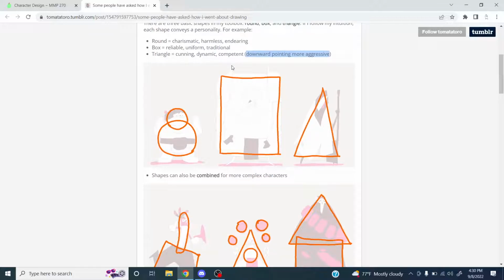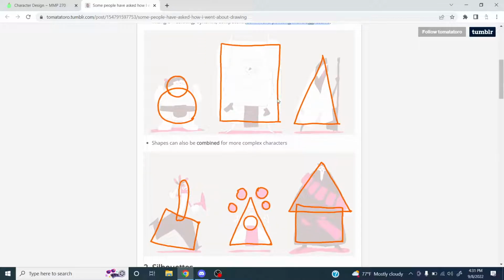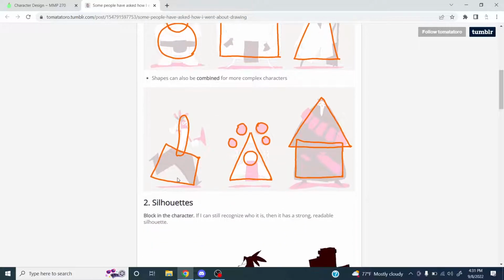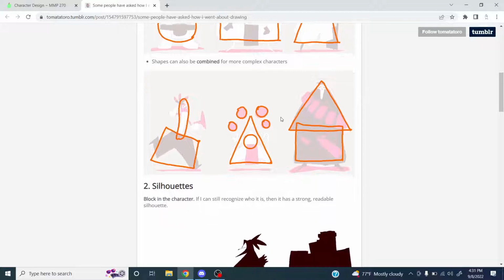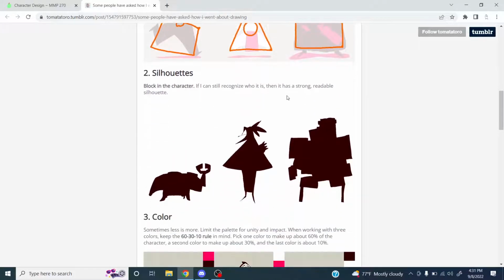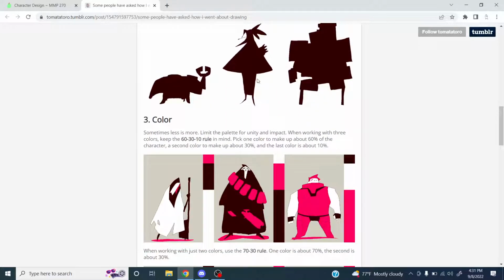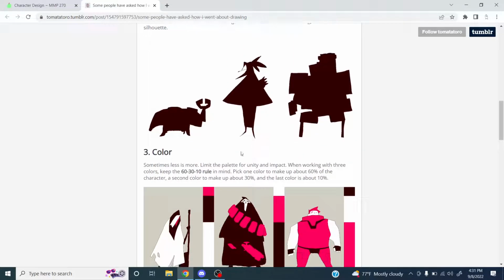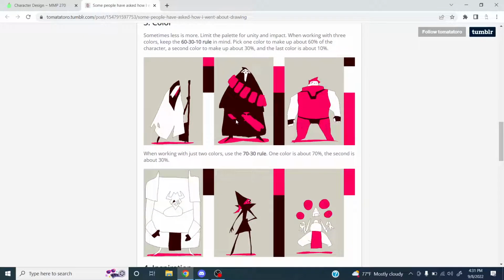And so he has these basic rules, and then he can apply them to different characters based on the personalities that they're meant to evoke. You can see these characters with simple shapes, and then characters with combined shapes to have combinations of these characteristics to be more complex. And then he talks about creating the silhouette and assigning colors. And he has a specific rule for how he assigns colors.